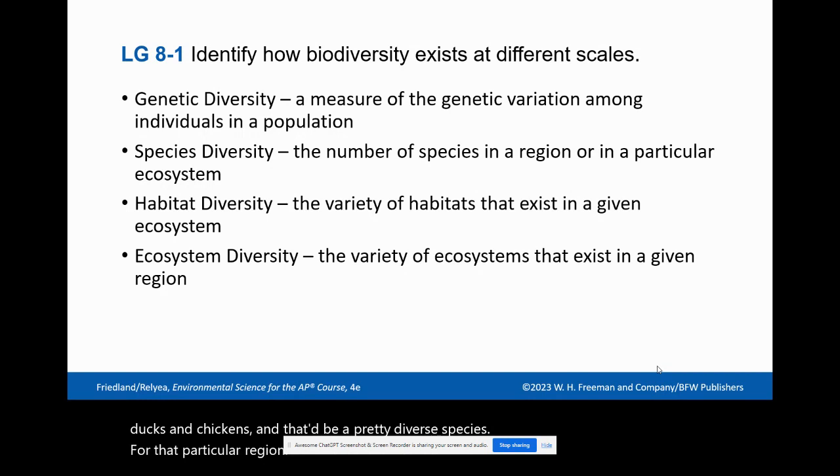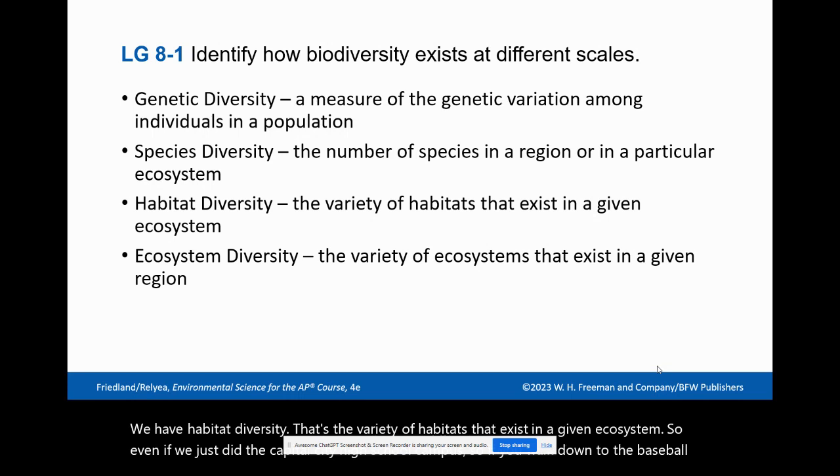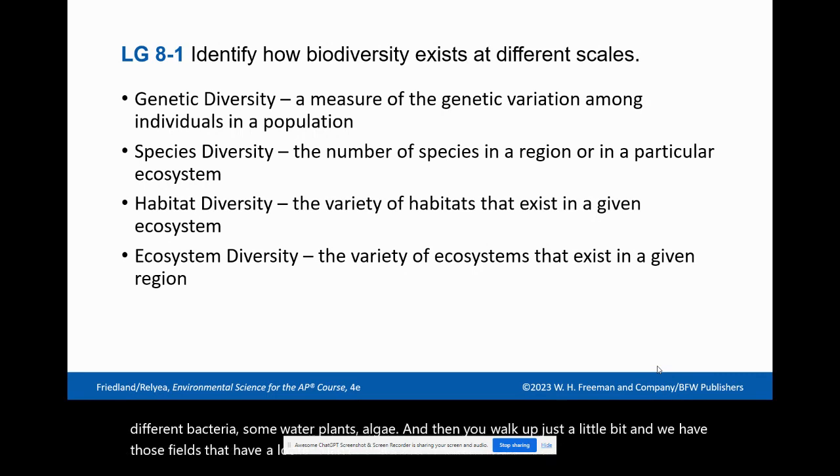We have habitat diversity. That's the variety of habitats that exist in a given ecosystem. So even if we just did the Capital City High School campus, if you walk down to the baseball fields, there's a little creek, which would be its own habitat of frogs, maybe some little fishes, some different bacteria, some water plants, algae. And then you walk up just a little bit, and we have those fields that have a lot of grasses in them. Those grasses, if you walk by them in the springtime, are just covered in grasshoppers and crickets and different types of bugs. And so, just even on our own campus, we have a lot of habitat diversity with that.